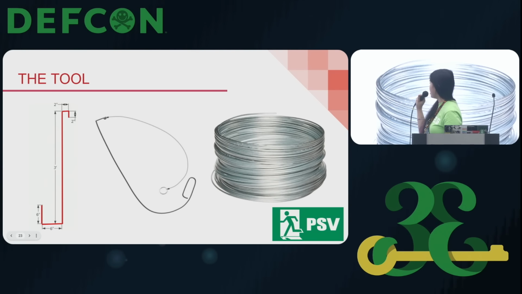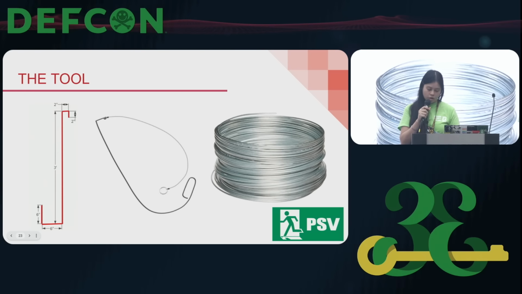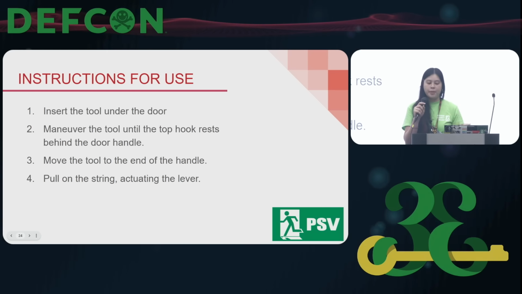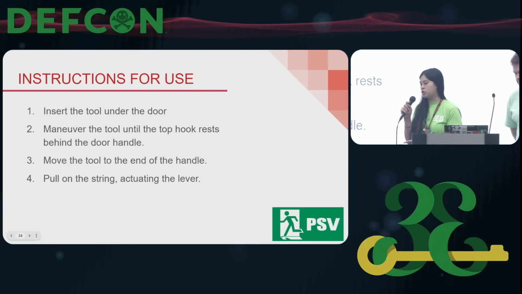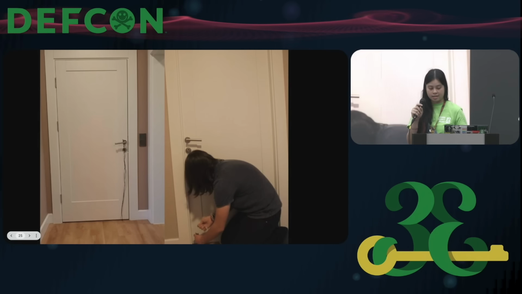So this is the tool that we use. It is called an under the door bypass tool. You can buy them online, you can make them out of wire. This is kind of like the general shape, but it's kind of to your own preference. And here's the basic instructions. I'm gonna show you guys a video which will explain it a lot better, but basically this tool is inserted under the door and then pushes down on the handle from the secure side, allowing you access.